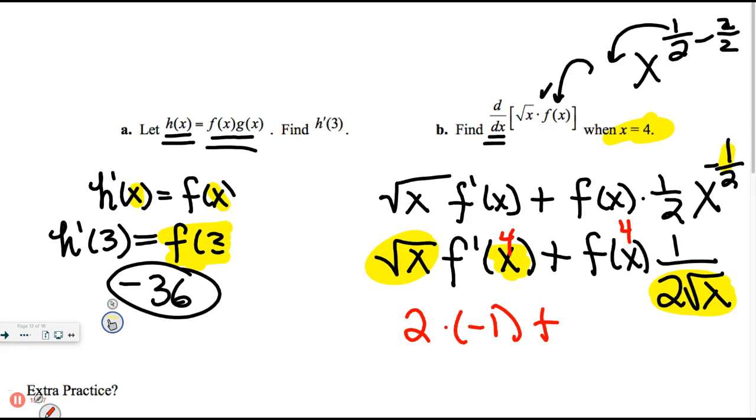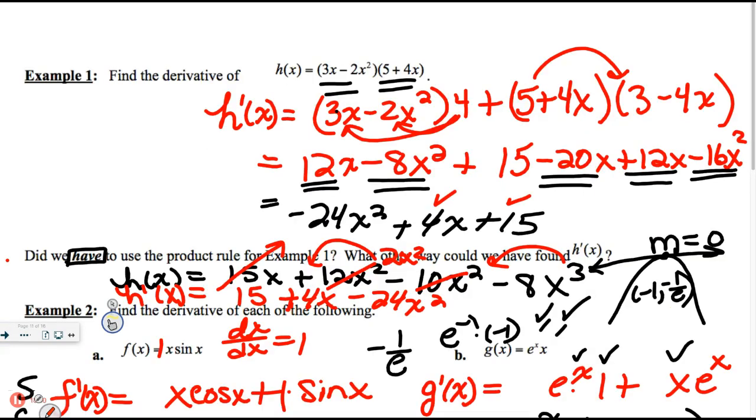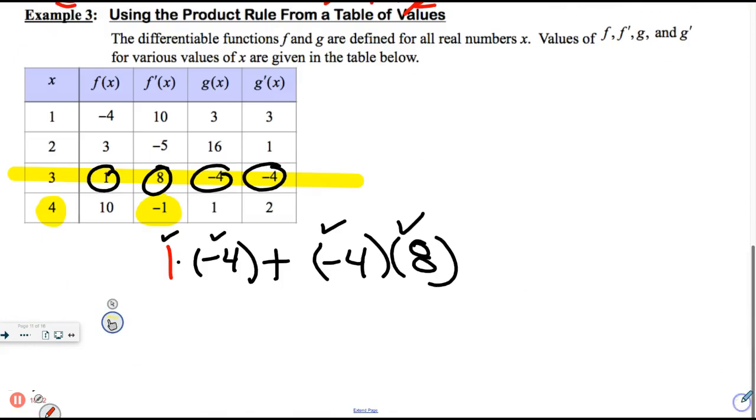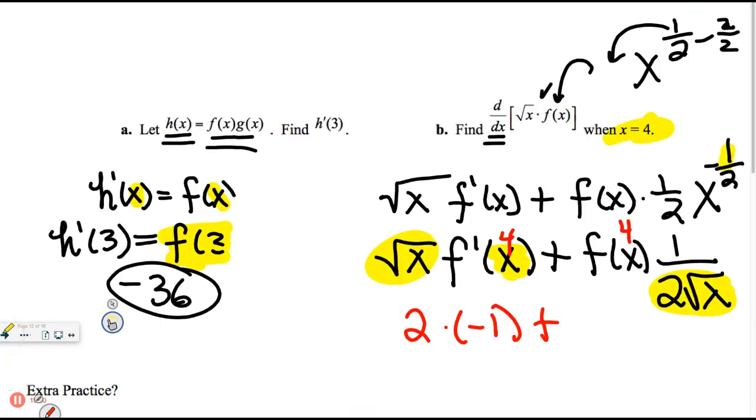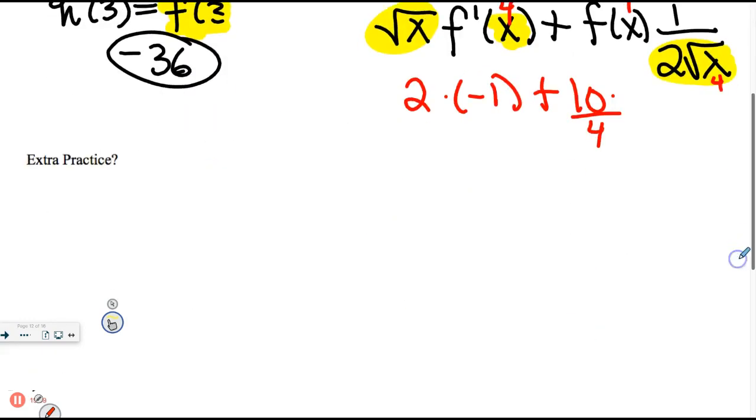So back to the table and scroll down again. I'm getting good exercise here. I need f of 4, right? Which was 10. So f of 4 is 10. And then 1 over 2 root 4 is 1 over 4. So 10 fourths. So I have negative 2 plus 5 halves, right?